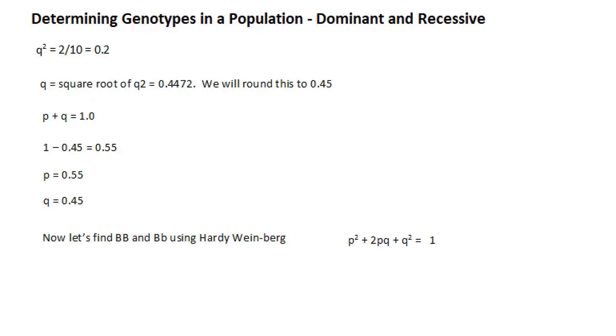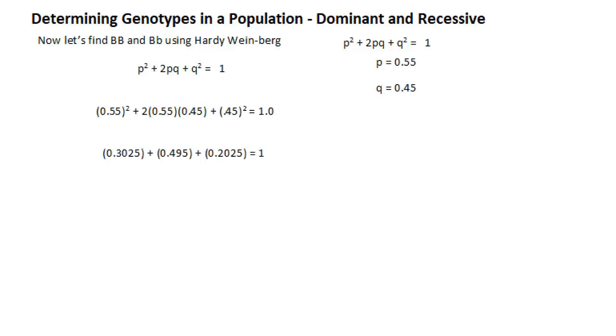Let's write the equation out. p squared plus 2pq plus q squared equals 1. We plug in p equals 0.55 and q equals 0.45. p squared, when we square that, it's 0.325. 2pq, when we plug that in, it's 0.495. And q squared, when we square q, we get 0.2025. What you've got to remember here is that p squared is the frequency of homozygous dominant. It is big B, big B.